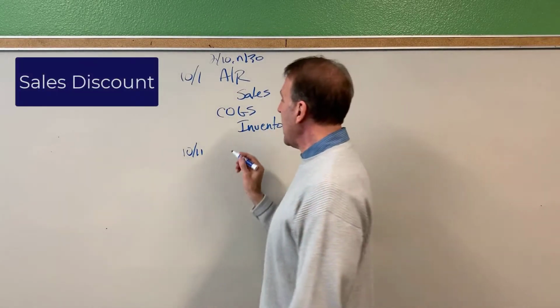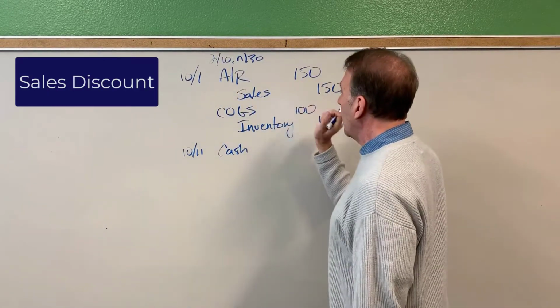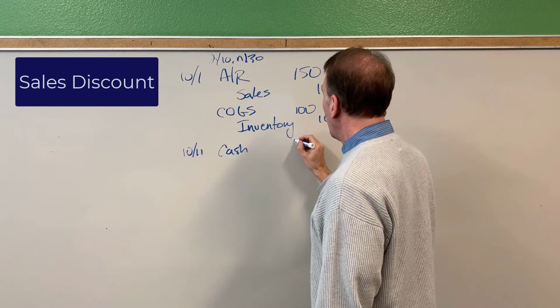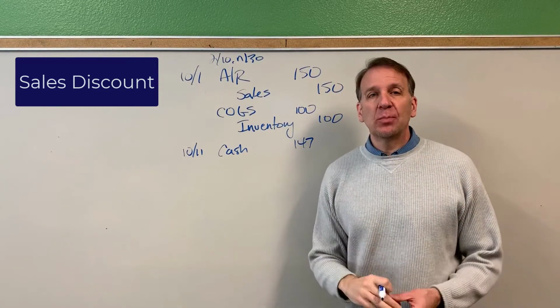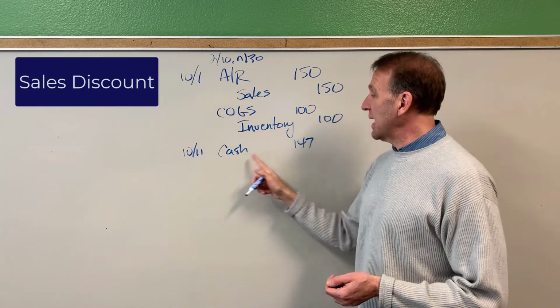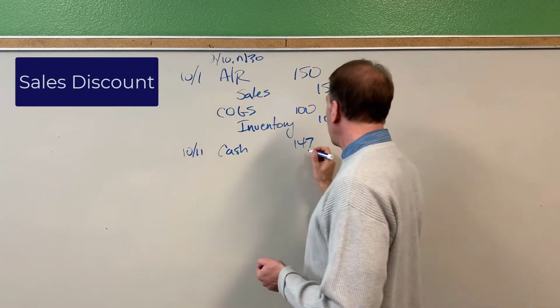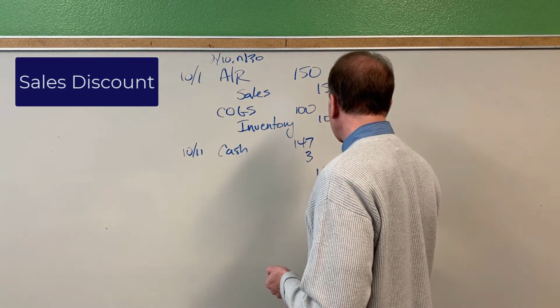So we're gonna get cash. So now we're gonna debit cash. Now we're not gonna get the whole $150. 2% means we have to reduce that by 2%. 2% of 150 is $3. So we're gonna get cash of 147. We're gonna credit something 3. We'll come back to that in a second.